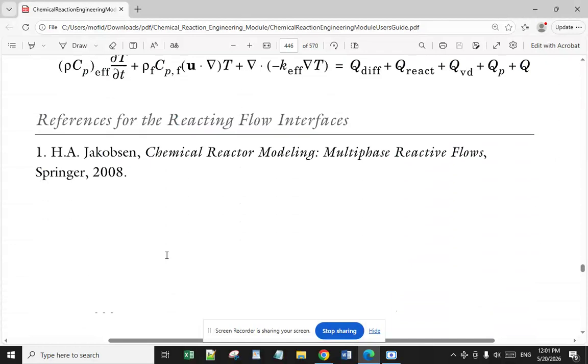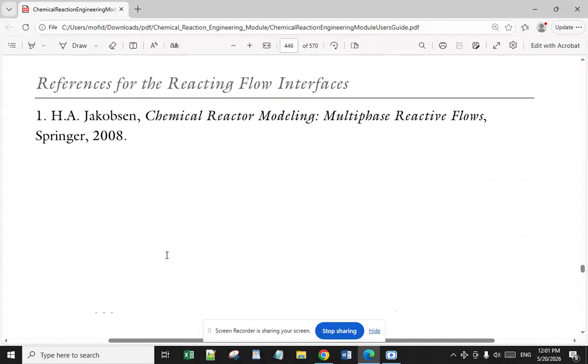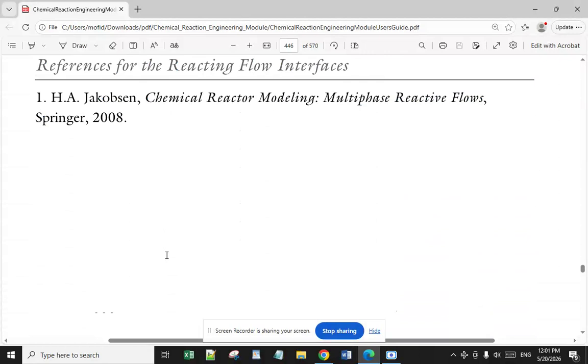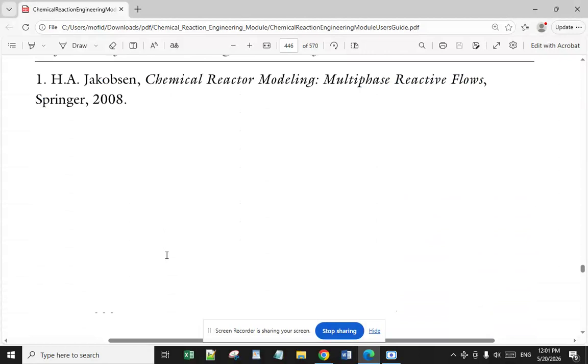I read in the literature that the reference for the reacting fluid interface was written by Jakobsen, and the name is Chemical Reactor Modeling: Multiphase Reactive Flows, in a Springer publication, and was written in 2008.